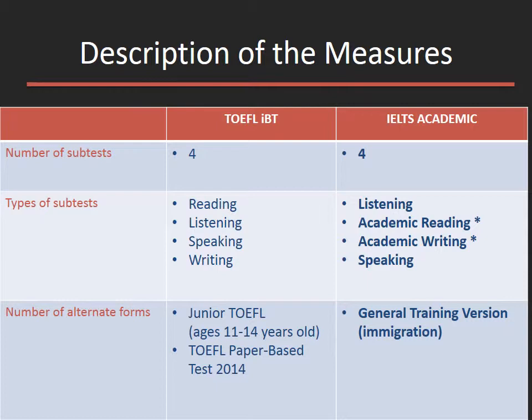The IELTS Academic also has 4 subtests. The subtests are listed as listening, academic reading, academic writing, and speaking. You'll notice the asterisks next to academic reading and academic writing because the academic version does differ from the general training version. And you'll see at the bottom here, the alternate form is the general training version, which is used for immigration purposes.